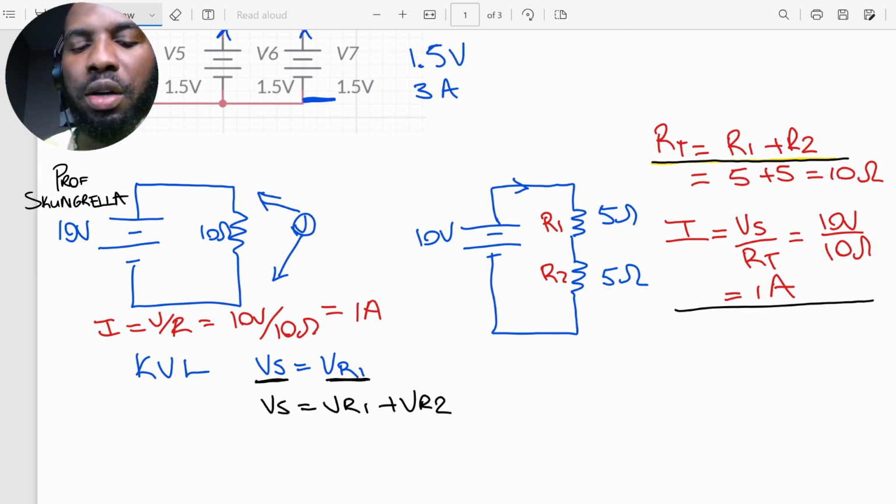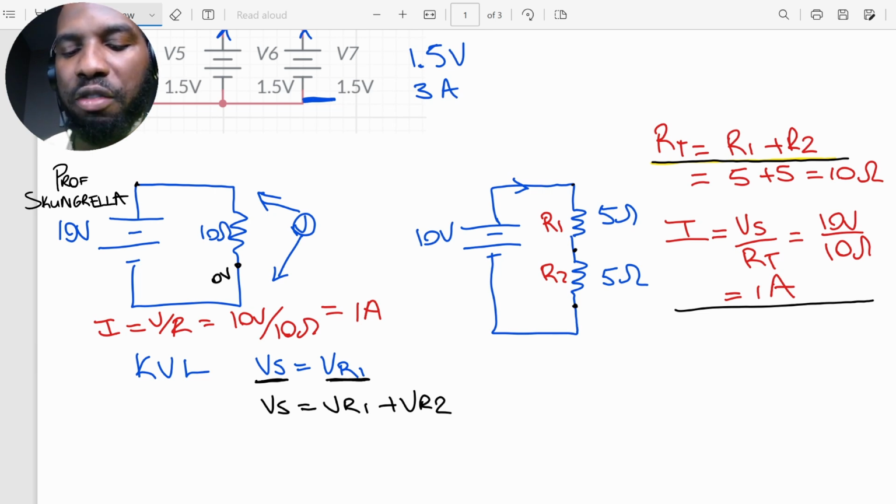Like here, we have 10 volts right here, and after the load, we have 0 volts. The same thing will happen here, but instead of going to 0, we're going to have a voltage drop across the 5 ohms. So we start with 10 and we drop some across this first resistor, and then we drop the rest across the second resistor. Now, the fact that they have the same resistance, we will see how this affects the voltage drop.